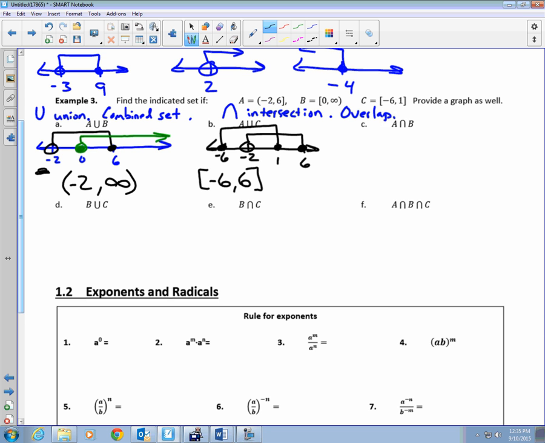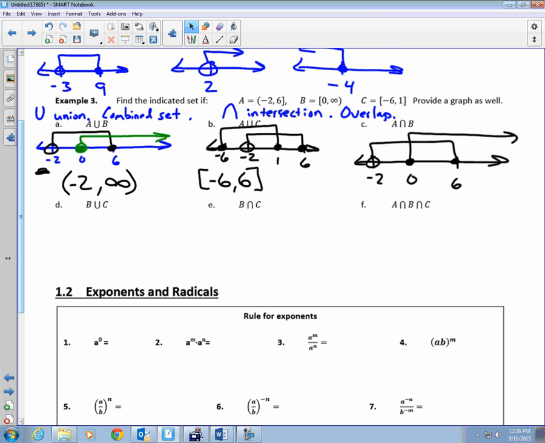Okay, now let's look at intersect. A intersect B. So I'll draw the same graph basically, but I just interpret it differently. So -2, 0, and 6. And A is going to be from -2 to +6. And then B is going to be from 0 to infinity. Okay? And intersect means the overlap. It must be part of both sets and not just one set.